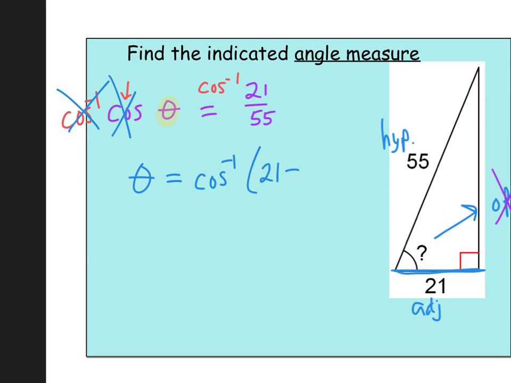In your calculator, you're just going to type it in as a fraction, 21 divided by 55. So it's usually pressing the second button, second cosine, you'll see the little -1. 21 divided by 55, still in degree mode here, gives me an answer of 67.6 degrees if we round that up. And that is how you find angle measures.